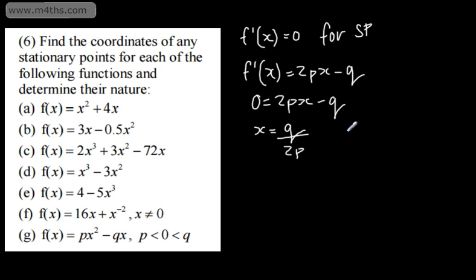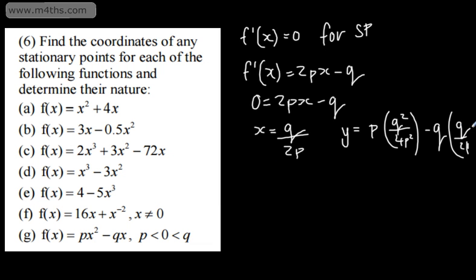Now the y-coordinate is going to be a bit messy. For the y-coordinate, we simply need to sub this in. So what we're going to have is p, then this coordinate squared, so q squared over 4p squared. Then we're going to have minus q, and then this coordinate right here, so we need to substitute that in. That's going to be q over 2p. So let's just tidy this up. The y-coordinate is going to be q squared over 4p minus q squared over 2p.